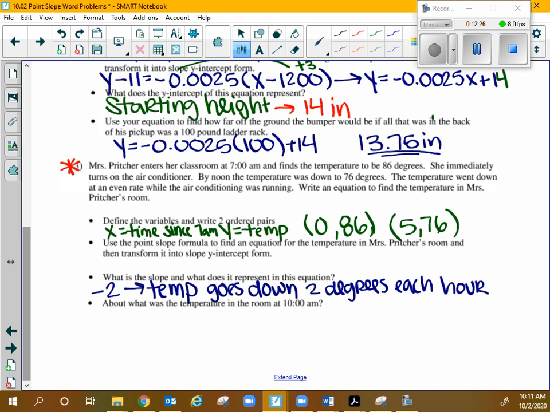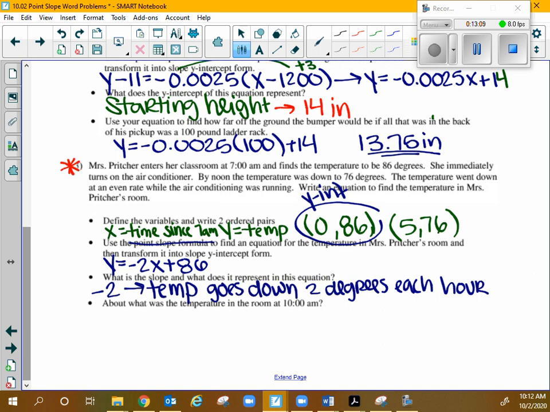So it says use point slope form to find an equation and transform it into slope intercept form. But I want to ask you a question. Do I need to start in point slope to get to slope intercept in this scenario? Why? Because I have my y-intercept, y'all. So we're going to skip this step because we realistically don't need it right now. So let's go straight into slope intercept form. y equals -2x plus 86.